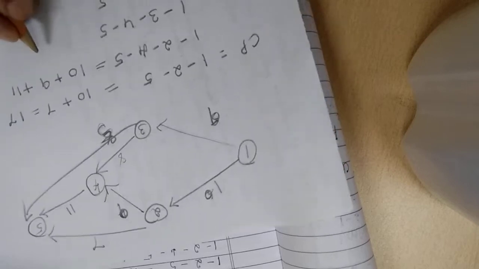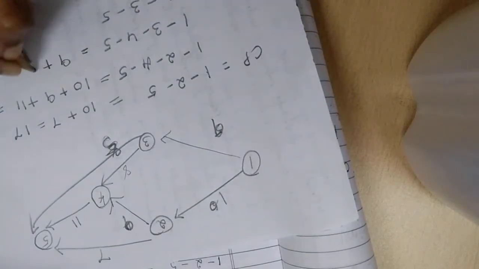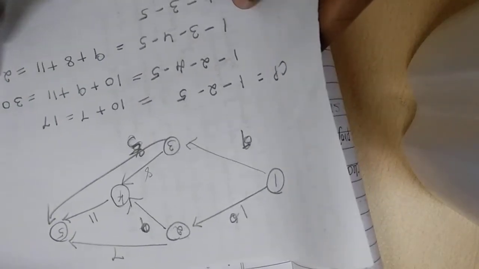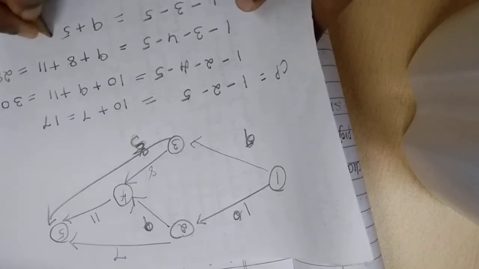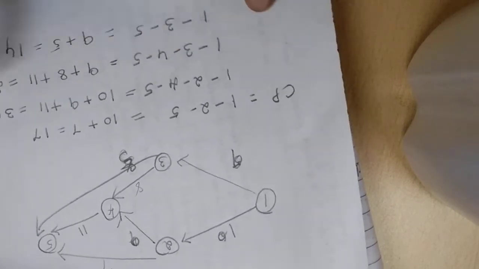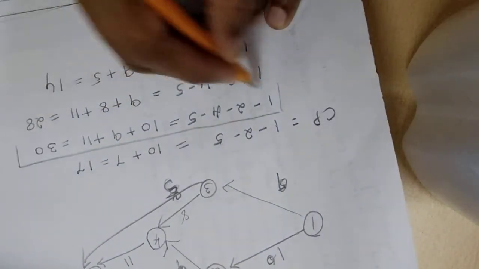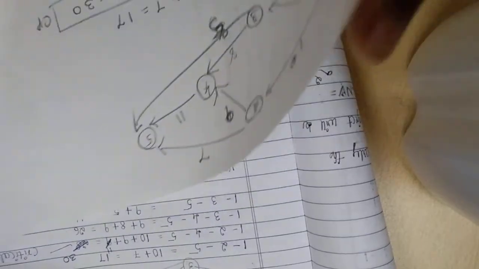1 to 2, 2 to 4, 4 to 5: 10 plus 9 plus 11, which is 30, right? Then 1 to 3, 3 to 4, 4 to 5: 9 plus 8 plus 11, so it is 28. 1 to 3, 3 to 5 is 9 plus 5, which is equal to 14. Now if you observe here, the longest duration is for 1 to 2, 2 to 4 and 4 to 5. So this will be your critical path. Is it not? So here let us work out the standard normal variate.